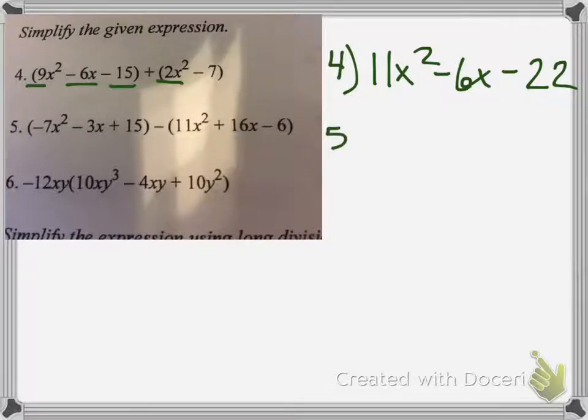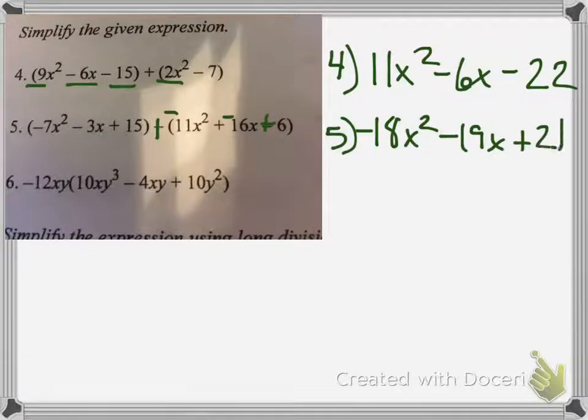And then here, number 5, keep in mind this is minus, so you got to be careful there. There are different ways you could approach this. You could say negative 7 minus 11, or you could change the sign of every single thing. So now I'm saying negative 7 plus negative 11, which is negative 18x squared. Negative 3x plus negative 16x would be negative 19x, and 15 plus a 6 would be 21.